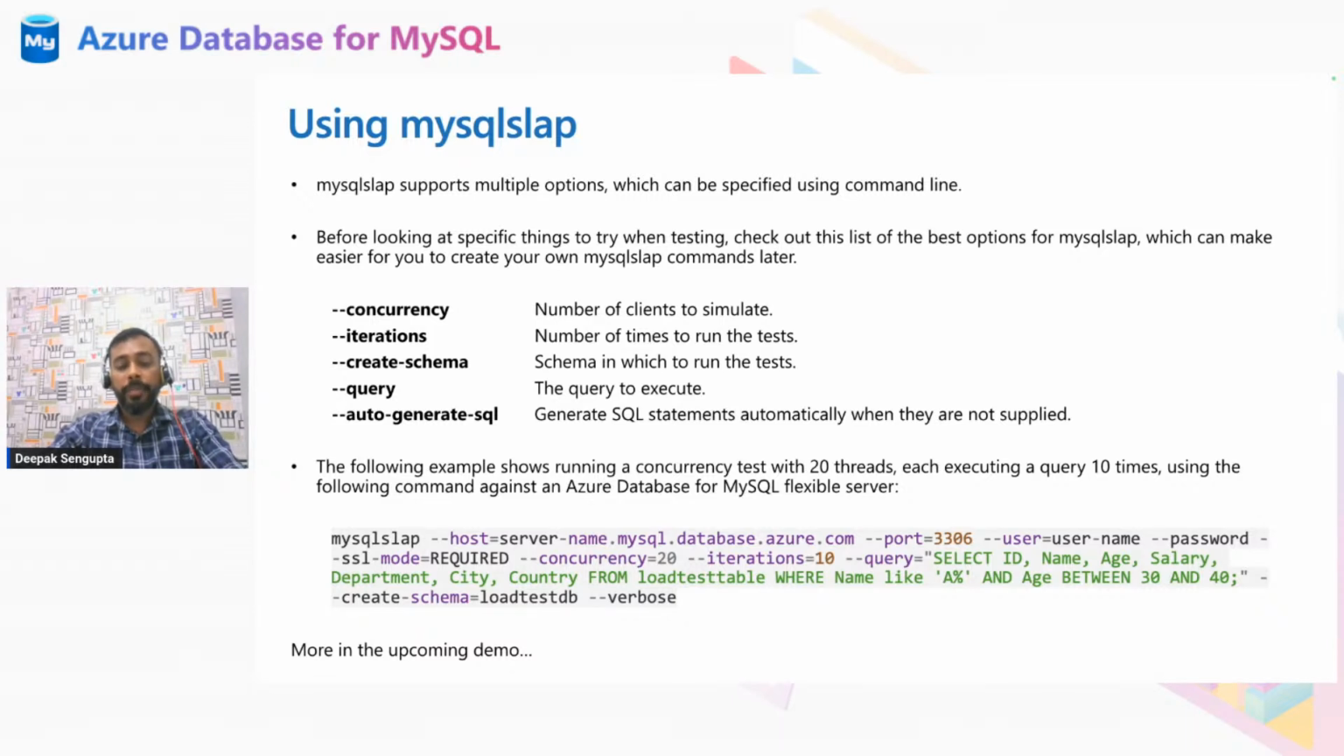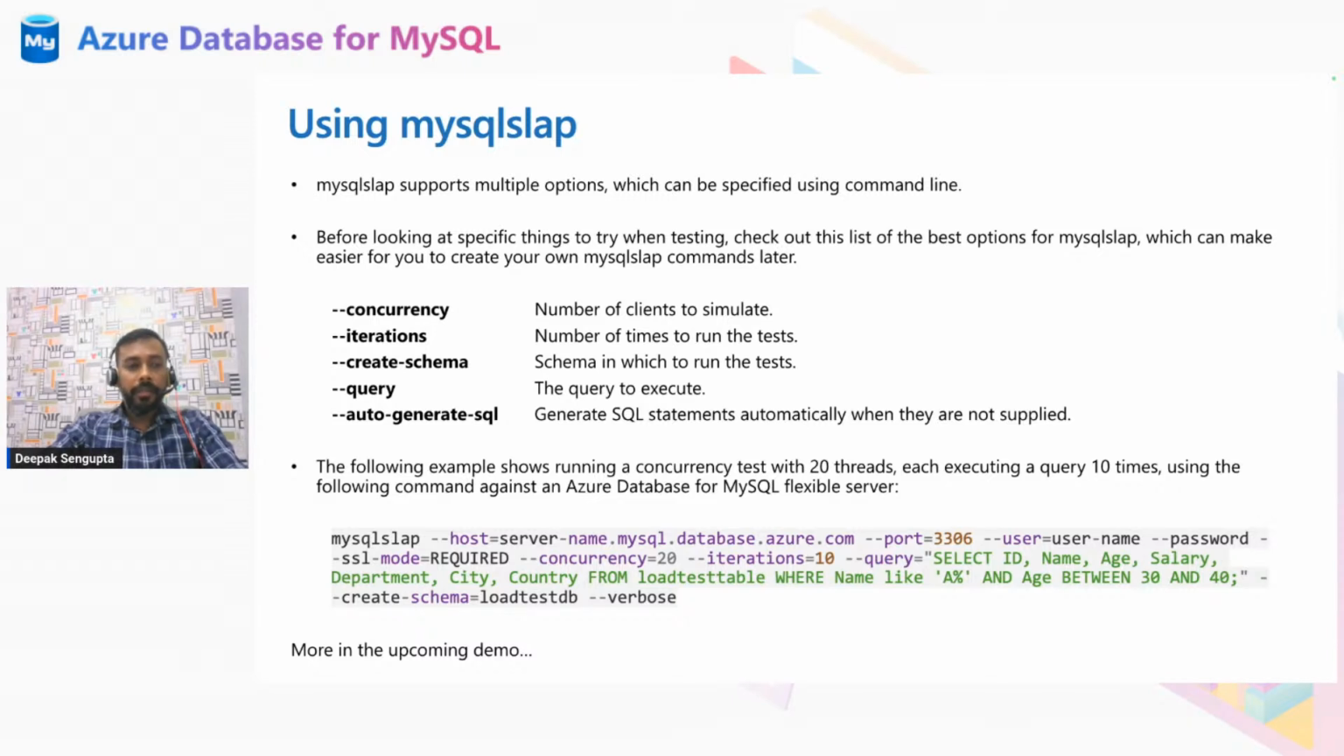We need not specify any MySQL query as part of the stress test or the benchmarking test. If we are using auto generated SQL as a parameter, it automatically generates a SQL query and executes the query on our behalf, and it gives us a detailed result.